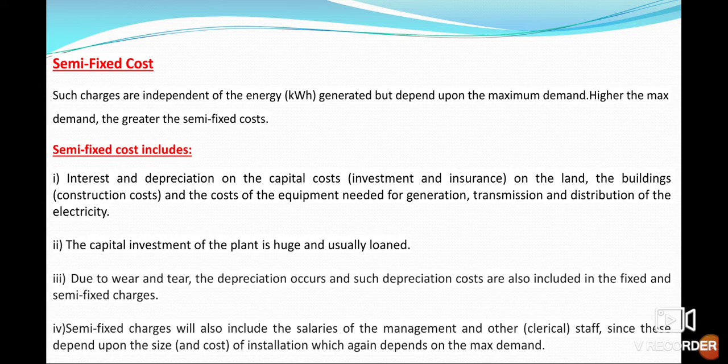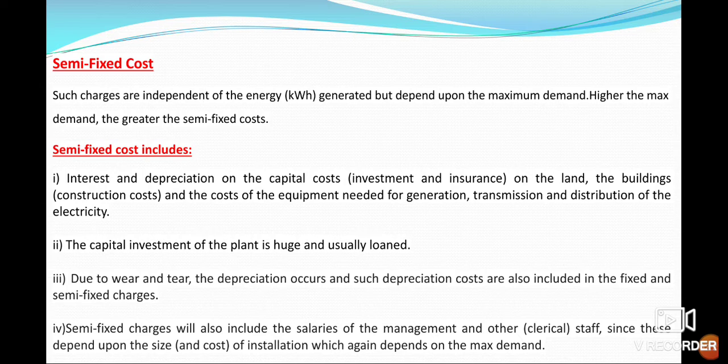the maximum demand, and the higher the maximum demand, the greater will be the semi-fixed cost. Semi-fixed cost includes the interest and depreciation on the capital cost of the land, the buildings and the cost of the equipment needed for generation, transmission and distribution of electricity. The capital investment of the plant is huge and usually loaned. Semi-fixed charges also include the salaries of management and other clerical staff, since these depend upon the size and cost of installation, which again depends on the maximum demand.